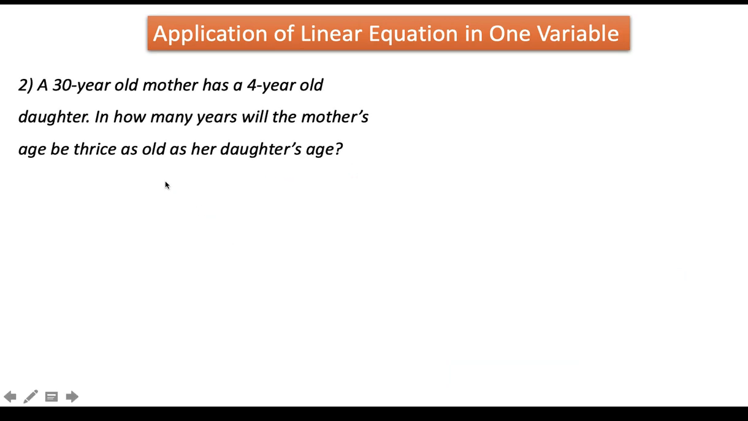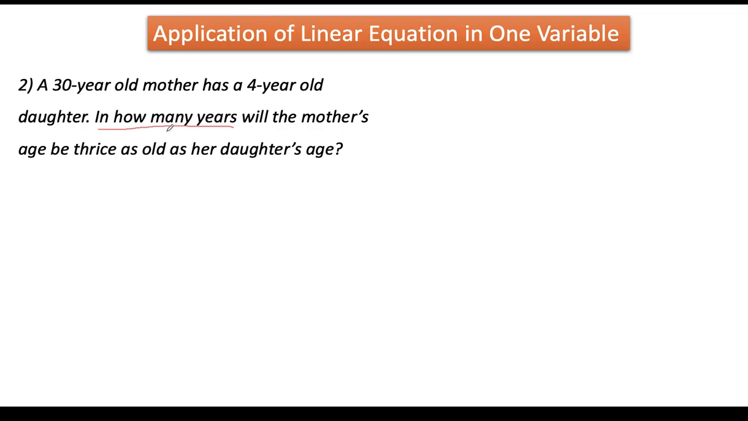In given problem number 2, a 30-year-old mother has a 4-year-old daughter. In how many years will the mother's age be thrice as old as her daughter's age? Although it is also an age problem, in this case we are looking for a certain number of years, in which the mother's age becomes three times the age of her daughter.